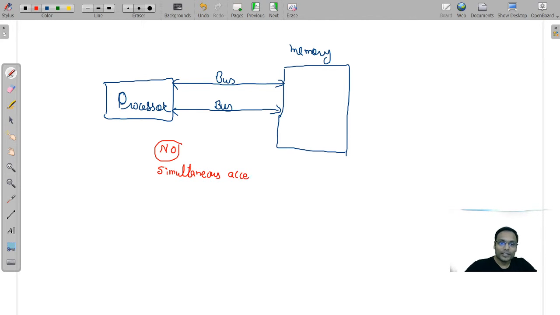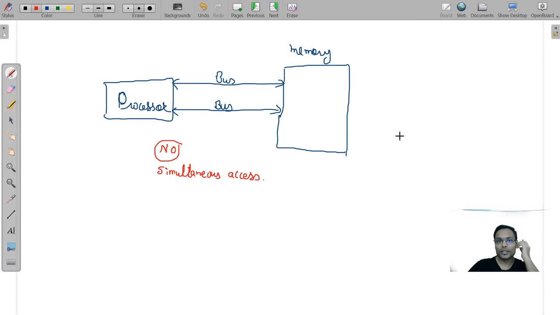You know why? Just because memory is single. We have a single memory. Then if you have two buses, it doesn't matter. The processor can send the signal through bus 1 or bus 2, but memory is only one. At a time, memory can perform the operation of only one request.